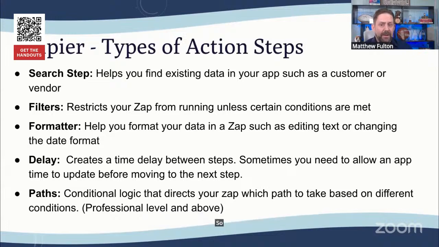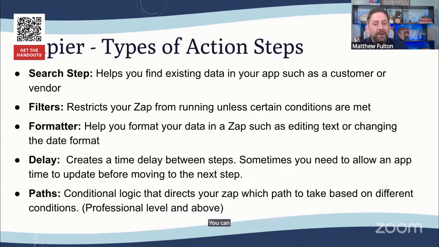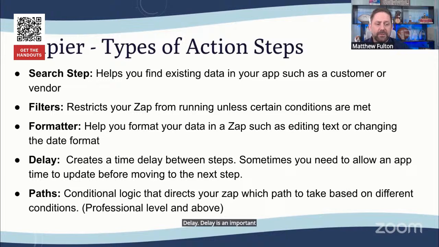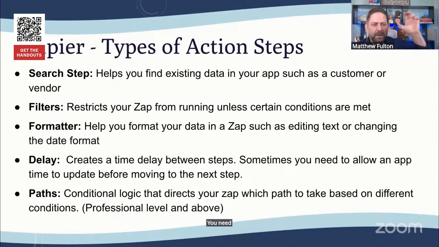So there's a search step, as it says here. It's going to find your existing data. So if you've got an existing customer and you don't want to create a duplicate customer, it can search for it and then use that. You can use filters to create conditional logic scenarios. Formatting, so you can make sure your time is formatted correctly, maybe your dollars, is it currency versus percentage, different things of that nature. Delay is an important one because if you're doing a multi-tiered step, you need to give time for something to update and finish before you go to the next piece.